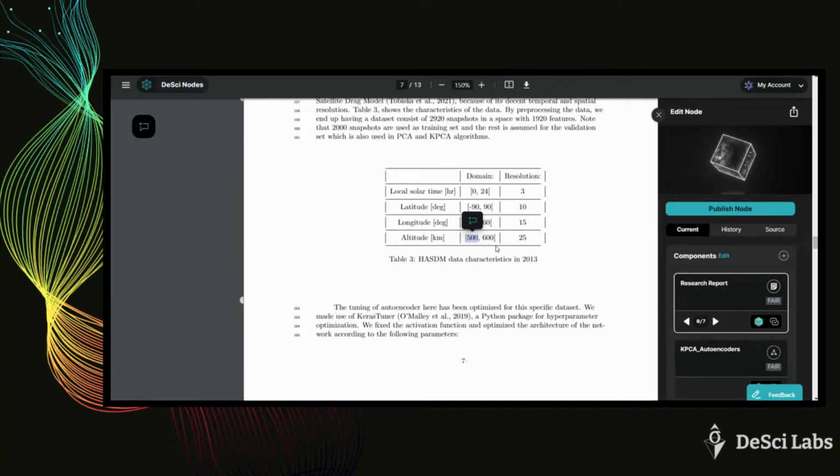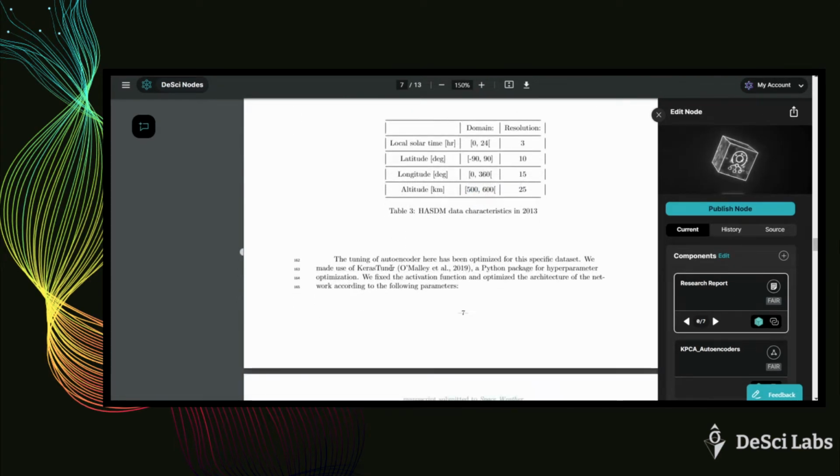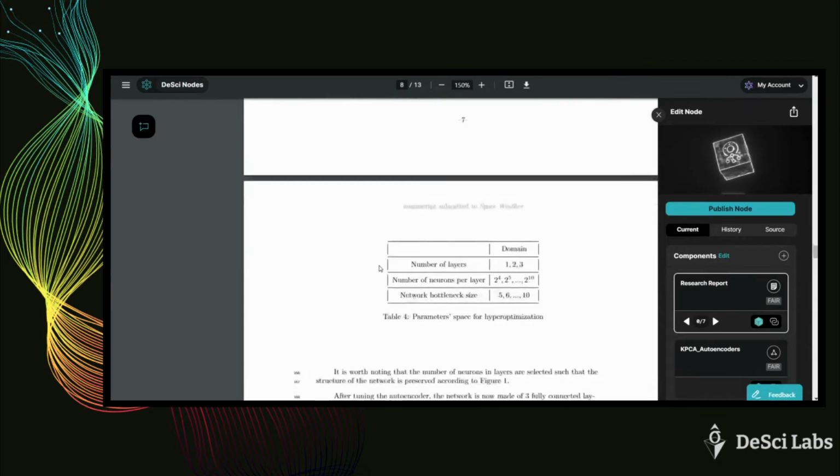And then here, as I said, we just use this cross tuner to optimize the architecture of the network. And these are the things that we played with. We assume that the number of layers can be from 1 to 3 for each decoder and encoder. And on each layer, we can have this amount of neurons. And the bottleneck of the network can be from 5 to 10.